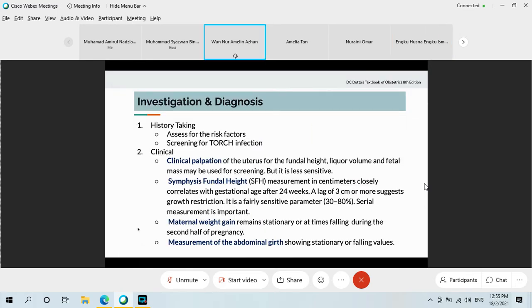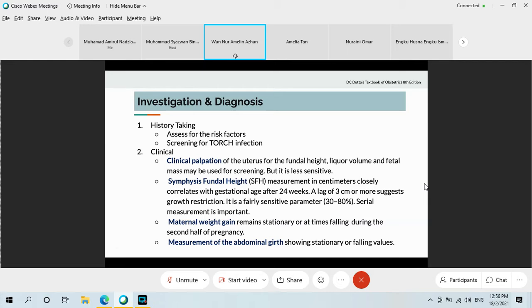Okay, next is the investigation and diagnosis. In order to detect cases of FGR, significant improvement can be made with clinical and biophysical methods. But before that, a proper history taking must be done in order to assess for the risk factors and also to screen for TORCH infection. Okay, next is clinical. We can do clinical palpation of the uterus for the fundal height, liquor volume, and fetal mass for screening, but it is less sensitive.